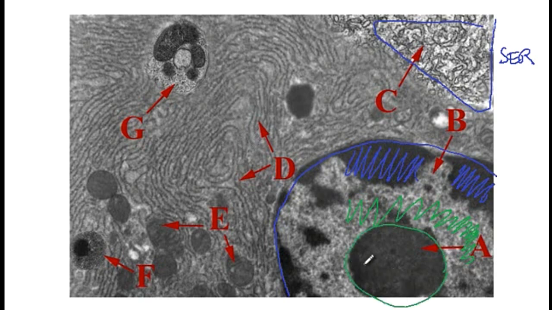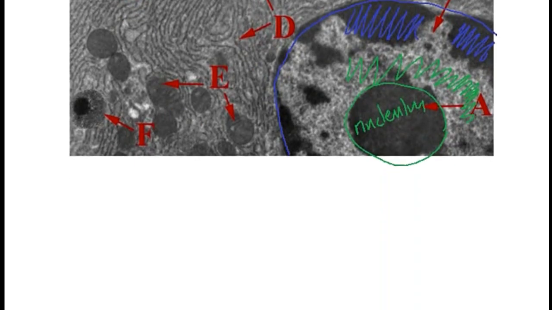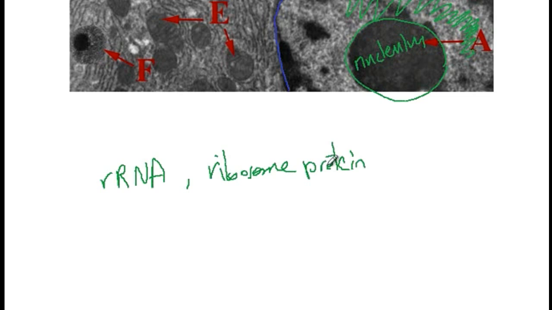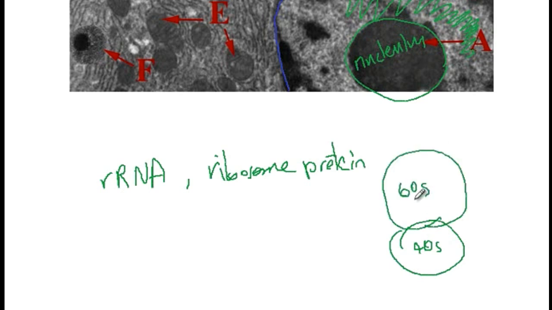And then the next structure that we have here is the nucleolus. And the nucleolus will produce the ribosomal RNA, and then the ribosomal proteins that were made in the cytoplasm will be transported back into the nucleolus. And then all these structures will be assembled together. So the 40S and the 60S subunits will be assembled with the rRNA all together. And then all these structures will be exported through nuclear pores back into the cytoplasm.